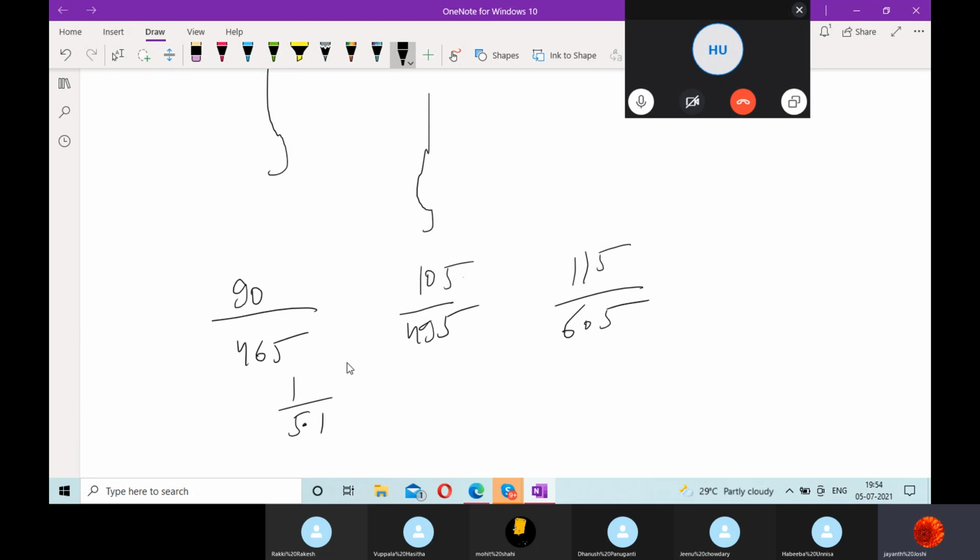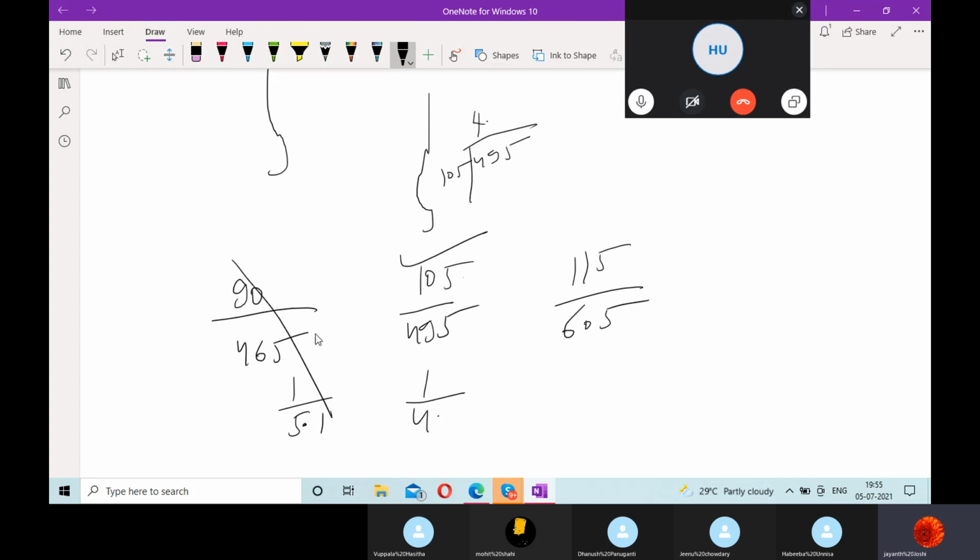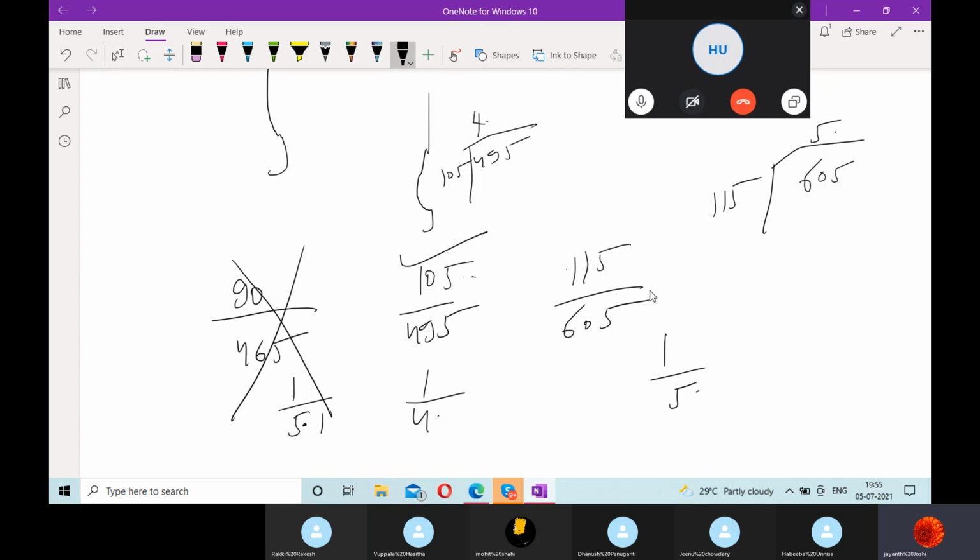105 by 495. So we will just do 495 by 105. If I take that, 4 point something will give me the answer. So 1 by 4 point something I'll get. So this will be a bigger fraction than this. This is cancelled. Now these two are there. 605 by 115. Okay. And here I will just get 5 point something. So this one also will be 1 by 5 point something. Okay. So this one also, the bigger the number in the denominator, the smaller the fraction.